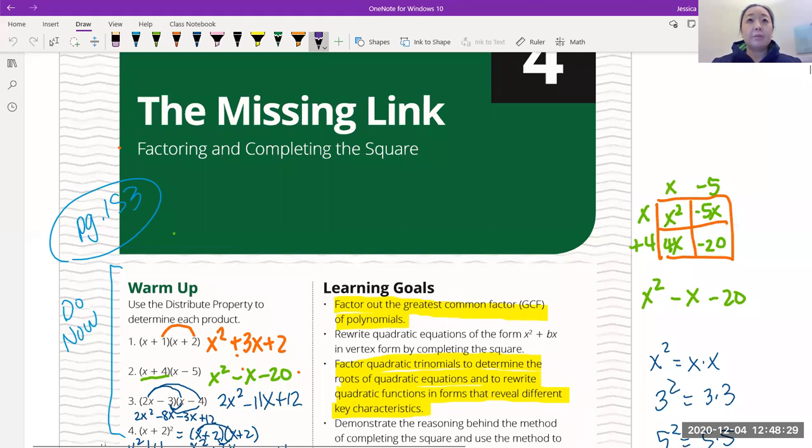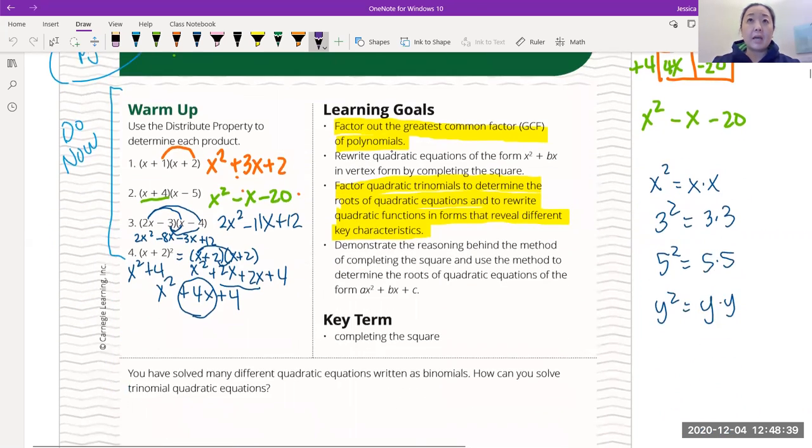Hi, everyone. So we are going to be starting day one of the Missing Link, factoring and completing the square. Today, we're going to focus on factoring, and next time we're going to do completing the square. Our learning targets for today are to factor out the GCF of polynomials, as well as factor trinomials in general. We're going to be focusing on the quadratic ones as well. And remember, if we're factoring them, then we're just going to change it from standard form to factored form.